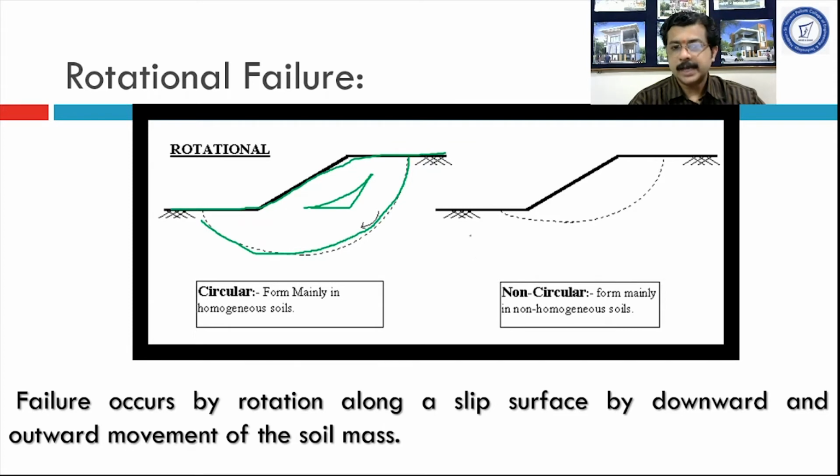But in the second diagram you can see the same finite slope, but it is made up of non-homogeneous soil, meaning properties will be different at different points. What would happen? This circle will not have a specific radius. So it would be termed a non-circular slip surface. What is written here? Failure occurs by rotation along a slip surface. In what way? By downward and outward movement of the soil mass. So this type of failure is called rotational failure.